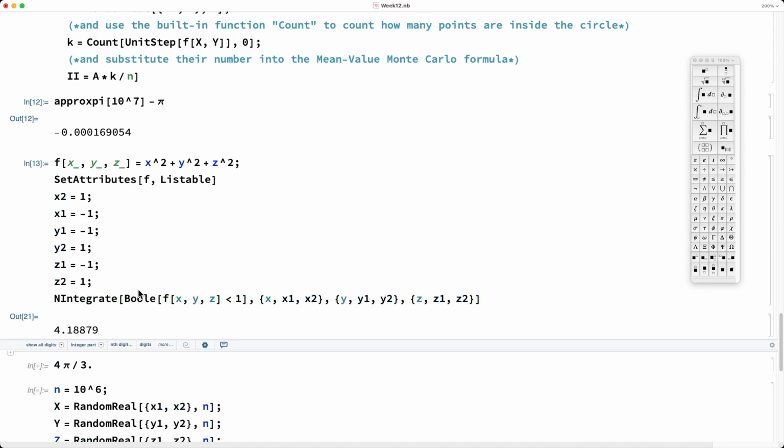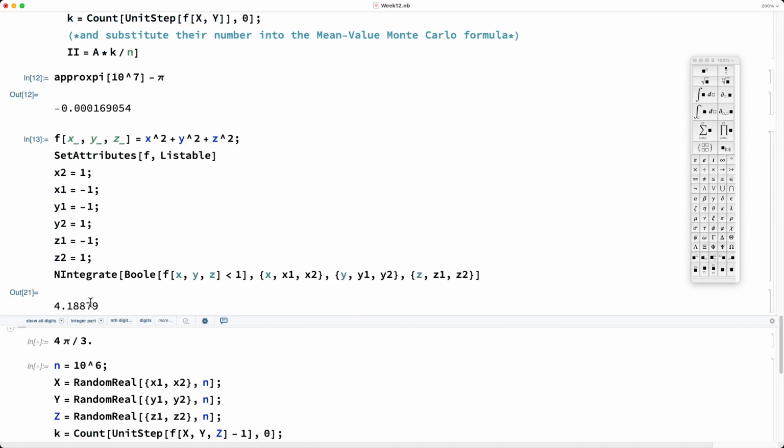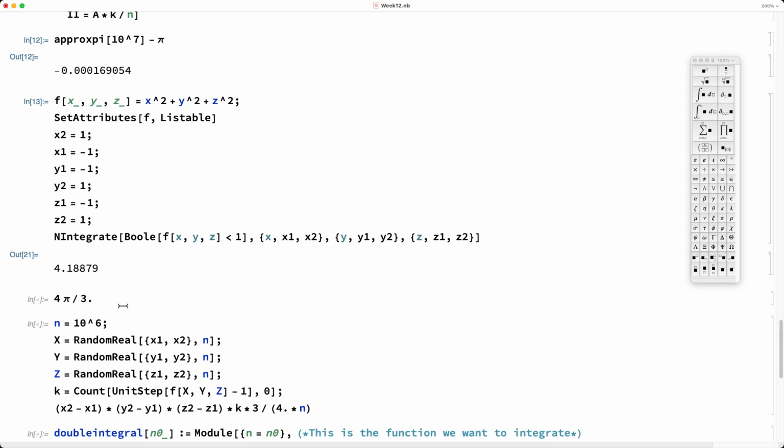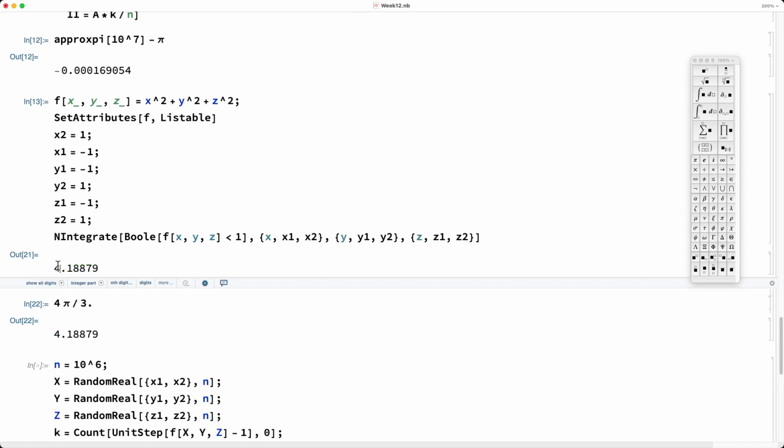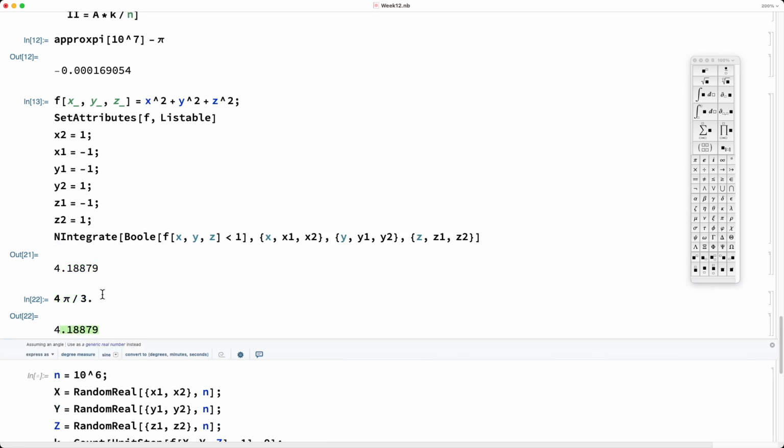And we get this number. And remember, the volume of the cube, actually A is not the area anymore. Now A will be the volume. The volume of the sphere is 4/3 pi r cubed, where r is the radius. And here the radius is 1, so it's 4/3 pi. So we can compare this number that we get with NIntegrate with this exact result, and you can see they're the same.